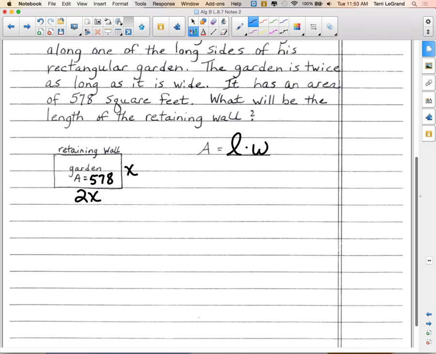So the width of the rectangle is x, the length of the rectangle is 2x because it's twice the width. The area is 578. We are ready to sub into our area formula. 578 for area, 2x for L, x for W. Go ahead and solve that because you know how.